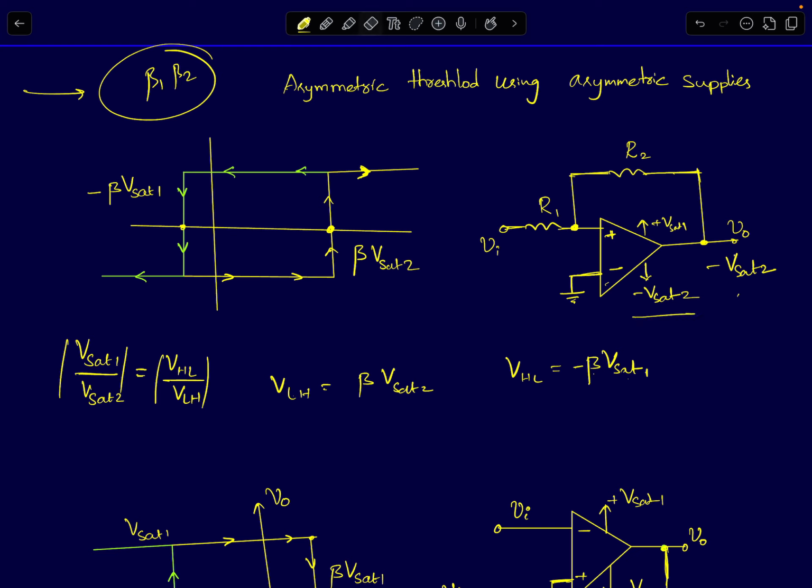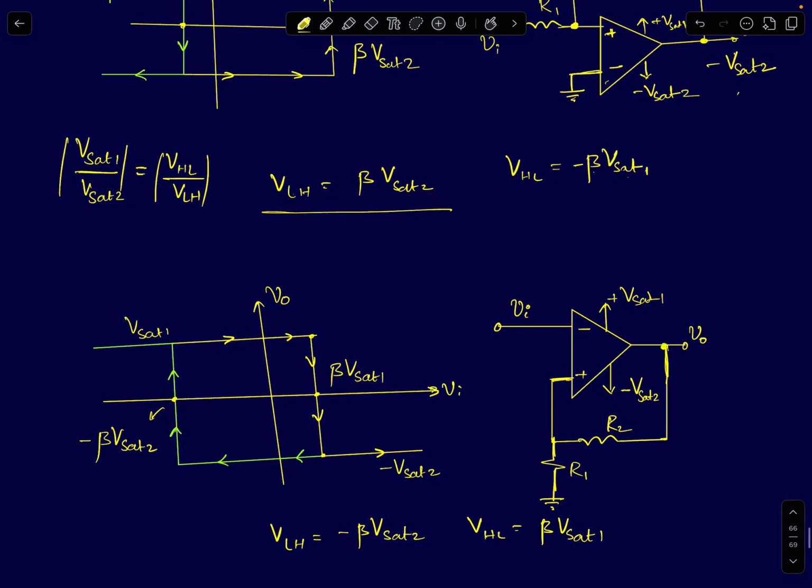Just slightly modify the positive and the negative supply voltages, and naturally you will end up getting asymmetric threshold voltages. One thing you can see: if you just divide these two equations, VHL by VLH, and take the modulus of that, you get a very interesting result. Meaning, if you know the VHL and VLH values, then the ratio of the supply voltages, VSAT 1 and VSAT 2, should be equal to the ratio of the threshold voltages, the absolute value. The absolute value of VSAT 1 and VSAT 2 is determined by beta. Using those, you can come up with a range of solutions which will satisfy this.